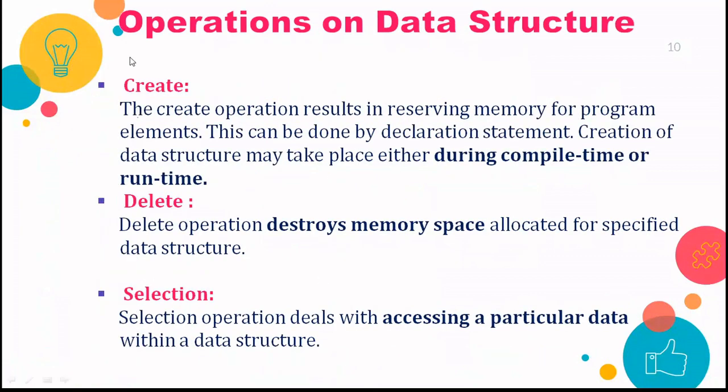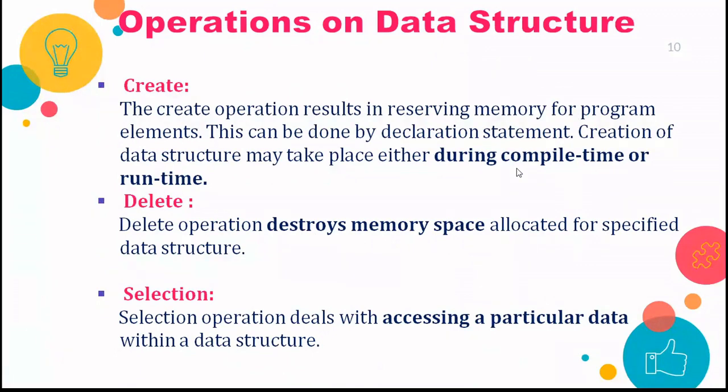Now, what are the different operations on data structure? So the first operation is create operation, right? This can be done with the help of a declaration statement. So when you declare, let's say, int x, a variable x is created in the memory whose data type is integer, and it will be allocated some space with some given address.